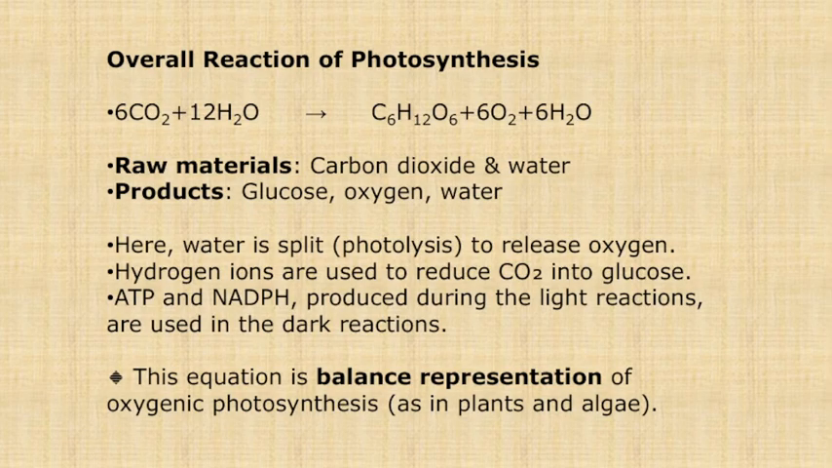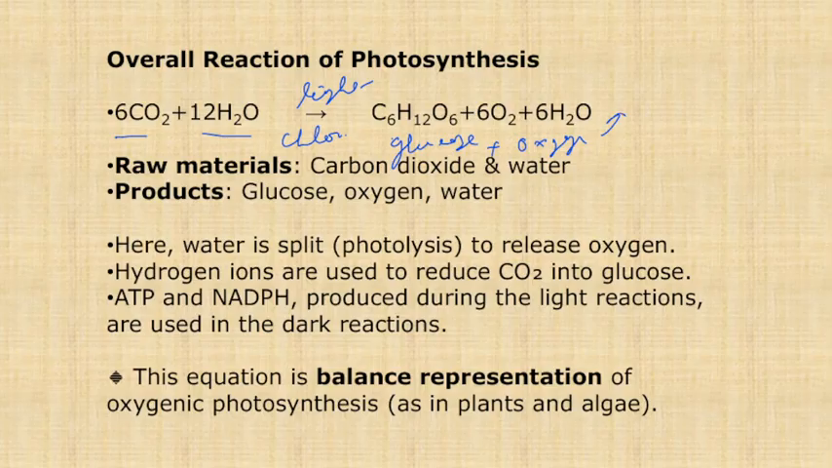So the overall basic reaction of photosynthesis is 6CO2 + 12H2O in the presence of light, sunlight, and chlorophyll, they produce glucose, C6H12O6, and 6 O2, and water is released. So the raw materials for photosynthesis are basically carbon dioxide and water, and the products are glucose, oxygen and water. As a byproduct it has been released.